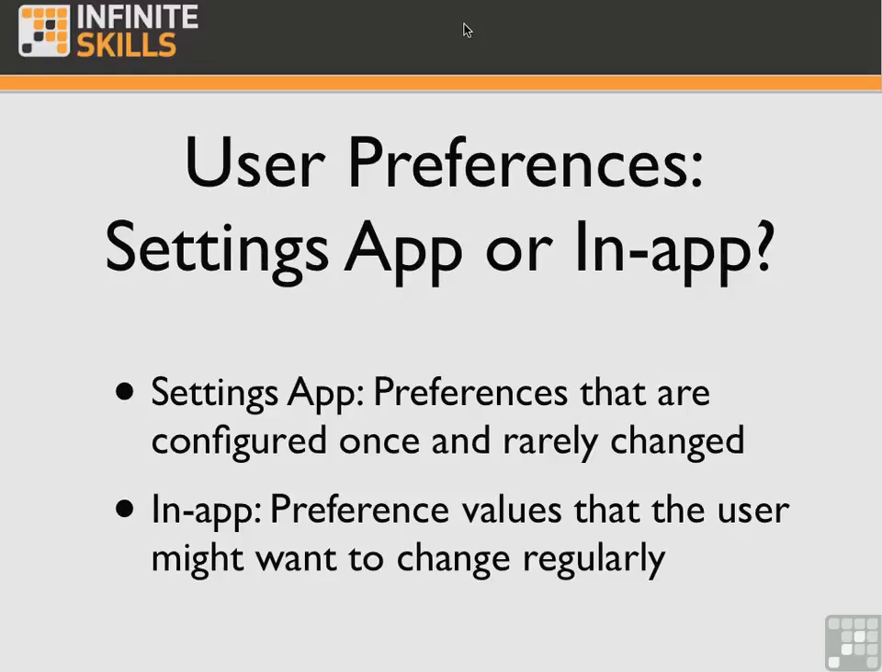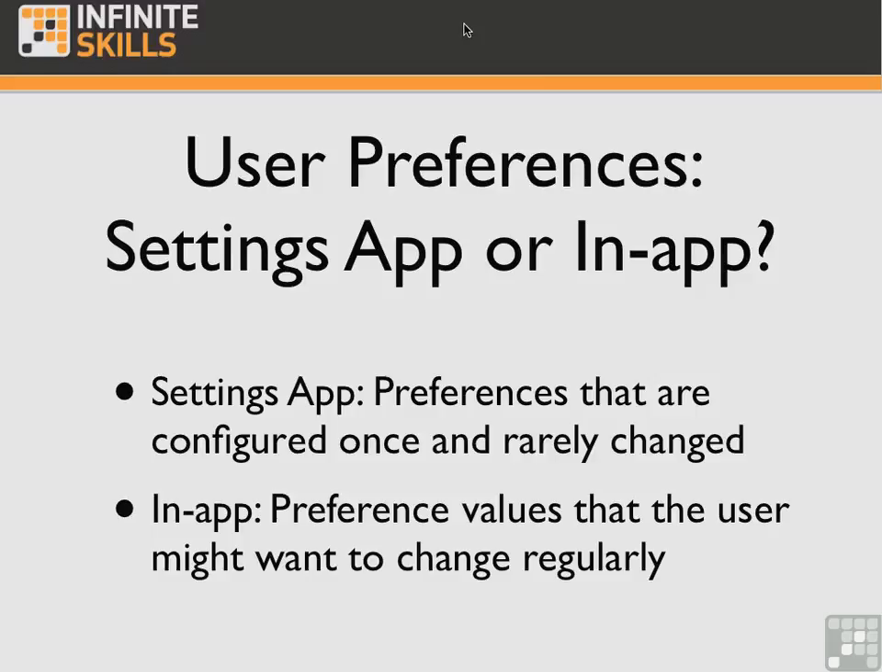Number 1, you would use the Settings app if you have preference values that are typically configured once and then rarely changed. You leave the task of setting preferences to the Settings app, and on an iPhone, this would apply to things like enabling or disabling Wi-Fi access, setting wallpaper displays, setting up mail accounts, and any other preference you would set and then leave in place for a while.